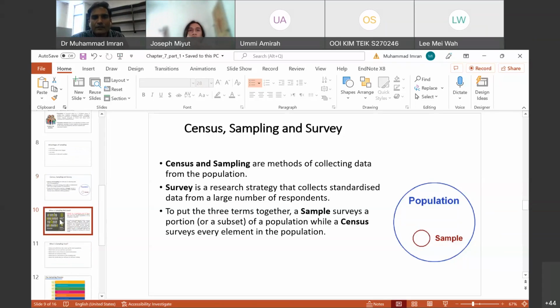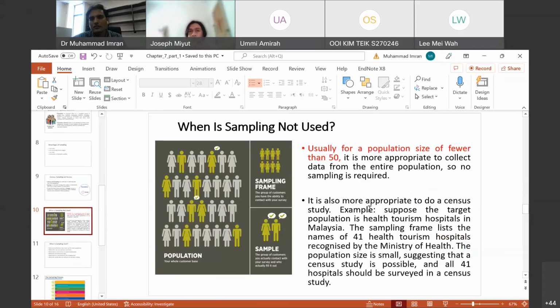Very simple. Okay. Basically, when is sampling not used? When must we use census, and when must we use a sample? There are some cases. Usually, if the population size is fewer than 50, maybe the whole population is 50, it is very easy to cover the whole population because the number is only 50. Then we cannot go for a sample again. If I choose a sample among 50 members, the researcher will say, you have a very small population, so there is no need to take a group from it. Just choose all the employees. So in this case, we can use census.